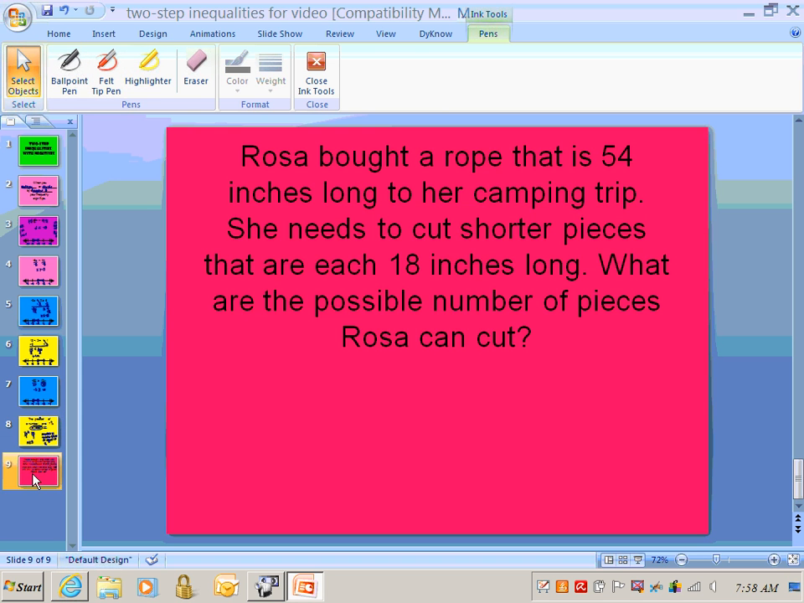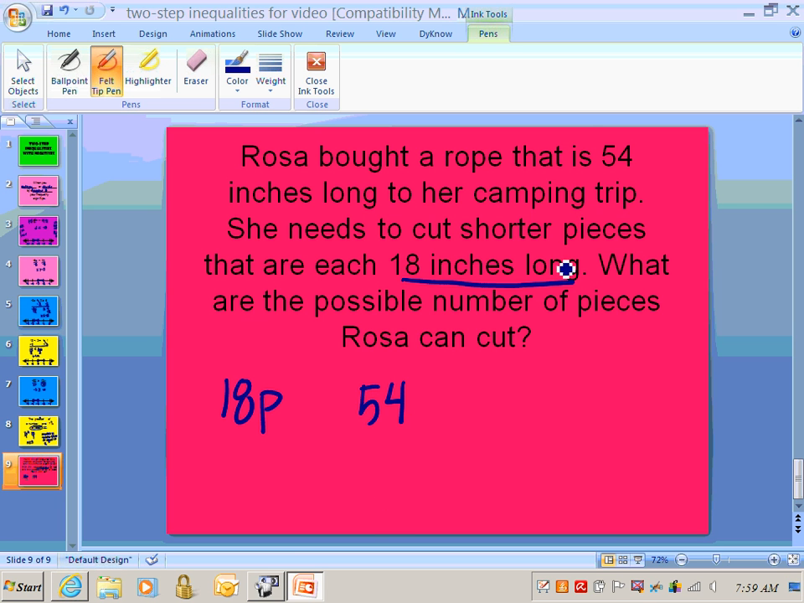And last problem, Rosa bought a rope that is 54 inches long to her camping trip. She needs to cut shorter pieces that are 18 inches long. What are the possible number of pieces Rosa can cut? Yes, you can see how many times 18 goes into 54, but you need to write it as an inequality. So if they're 18 inches long, they're going to be 18 a piece. So I'll do 18 per piece. And we know that the total is 54.